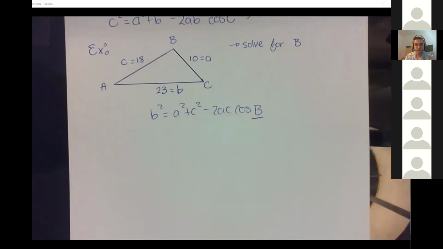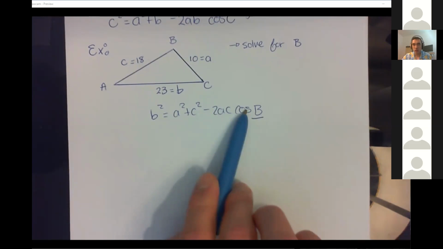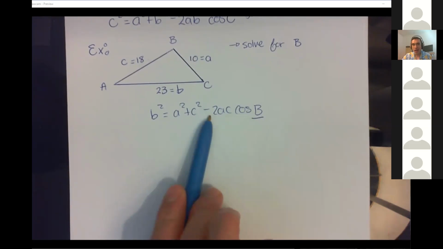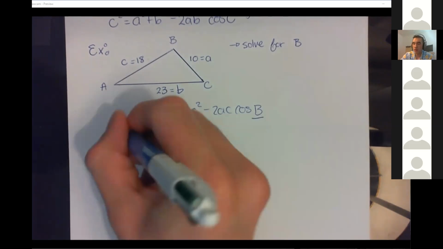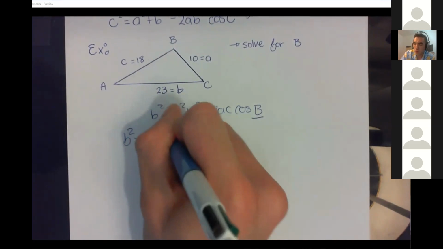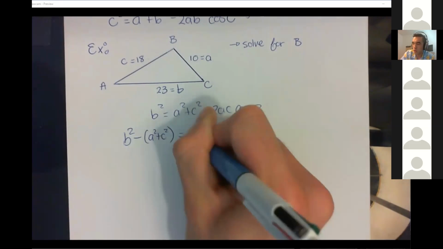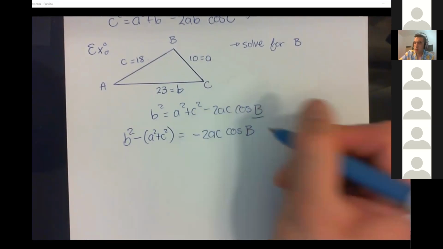Plus 2AC on both sides. We're going to subtract A squared plus C squared from both sides. Now, it's important to realize that this minus 2AC is attached to the cosine with multiplication. You cannot add 2AC. That is not a valid operation. It's connected to cosine. I'm going to subtract this to the other side. So this is B squared minus the quantity of A squared plus C squared, and this is going to be equal to negative 2AC cosine B.